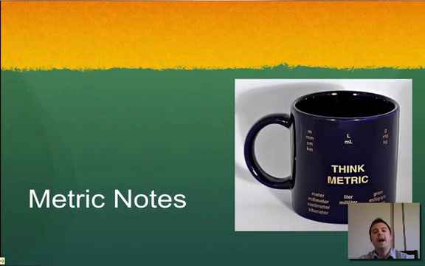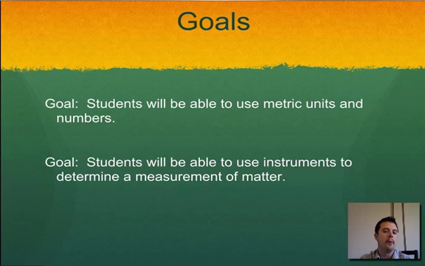We're going to take a look at how we deal with this thing called the metric system. There are two goals for our video. The first part says students will be able to use metric units and numbers. So we want you as a student to know exactly how to label a number, write the number down correctly, and label it correctly. The second part, we want you to know which instrument to use to determine a measurement of matter.